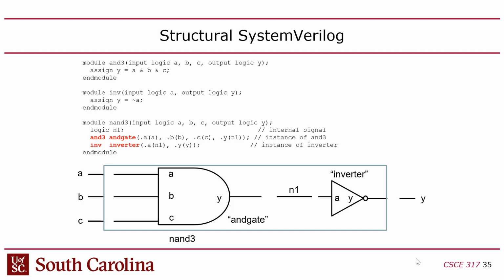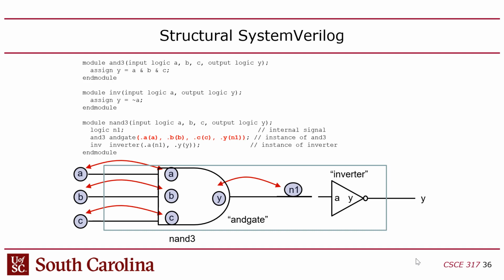Okay, and so that's what these do, but I haven't connected anything yet until I get to the connection, until I highlight the connection part in red, which is what then creates the connections. So I'm going to connect A to A, B to B, and C to C, which means I'm going to connect A on the port to A on the top level input, B to B, C to C. So that creates these connections. Likewise, Y is going to be connected to not the top level Y, but N1. So Y on the 3-input AND gate is connected to N1. Does that make sense?